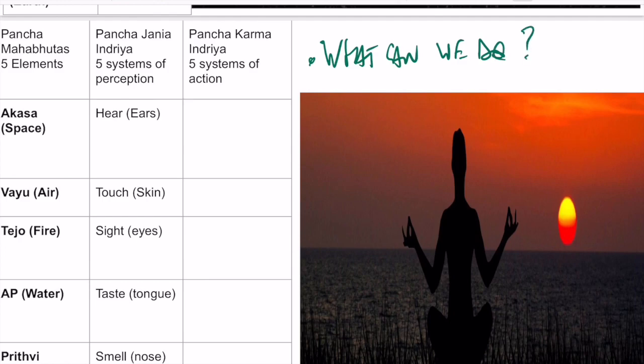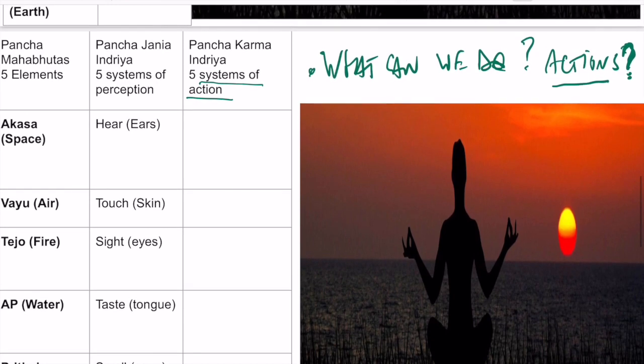What can we do? What are our actions? What are our possible actions? And this is a big question, because we think that there are infinite things that we can do, but Patanjali, Ashtavakra, they simplified it in 5 systems of action. So we look at our body-mind system, and we see what actions we can do. Very simple way of looking at nature.